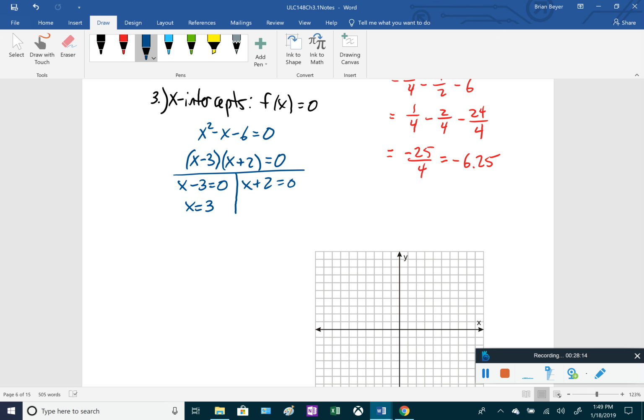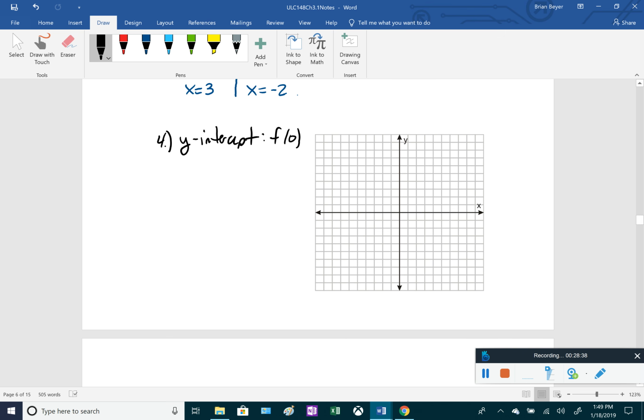So x minus 3 equals 0 will give us x equals 3, and x plus 2 equals 0 will give us x equals -2. So those are our x-intercepts. So a little bit easier than the quadratic formula. So lastly, we need the y-intercept. And it's going to be same as before, evaluate f of 0. So we're going to plug a 0 in.